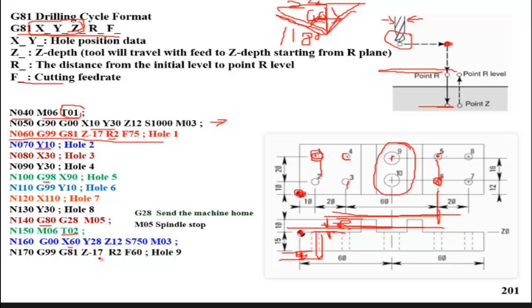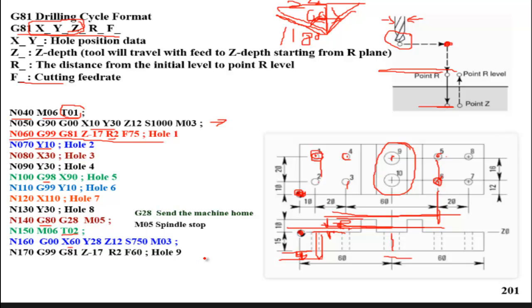Z minus 17, exactly like we did before, allowing 2 millimeter to clear the point of the cutting tool. Remember that this height is 15, so you drill the hole, but you add 2 millimeter. It should be greater than 2 because the drill here is bigger. It's better if this one is 20 instead of 17. And the R is 2 and the feed, and now we drill hole number 9.